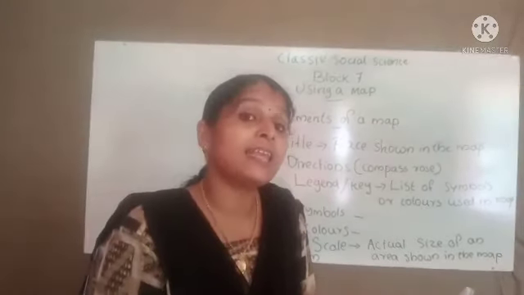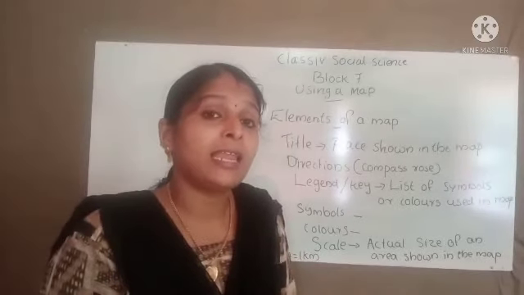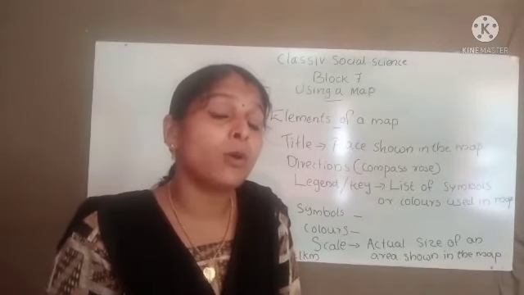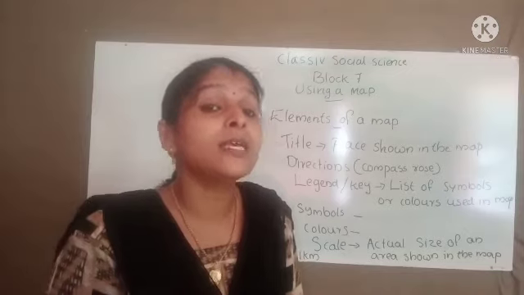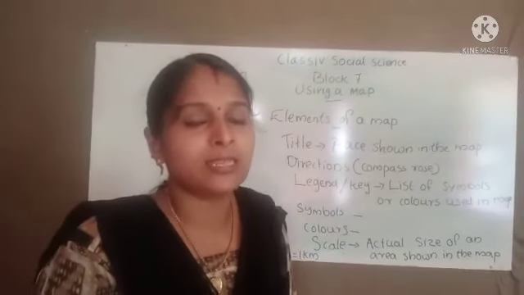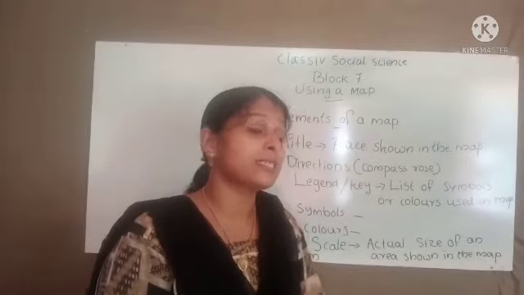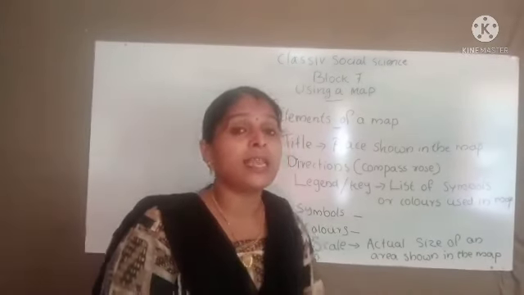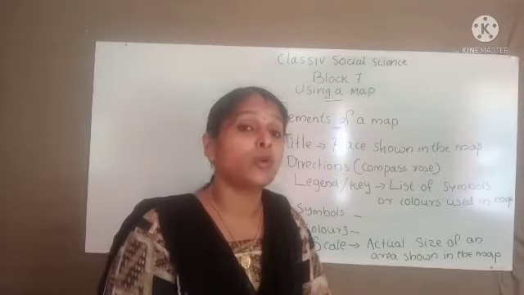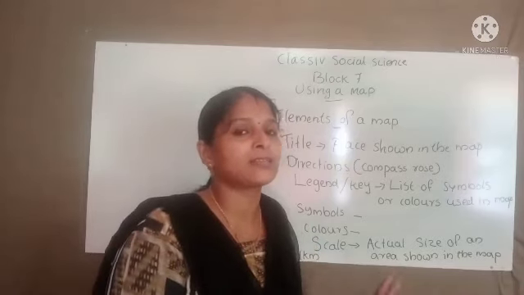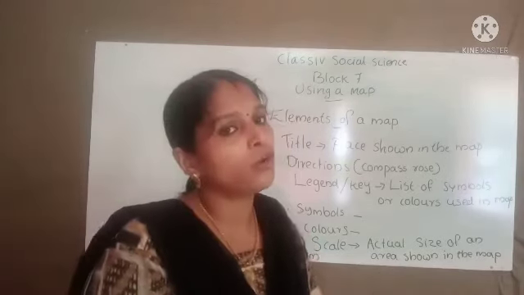Next one, what is a legend? A legend is a list of symbols and colors used in a map. Okay, list of symbols and colors used in a map. Next question is, what is scale? Scale is an actual size of an area shown in the map.